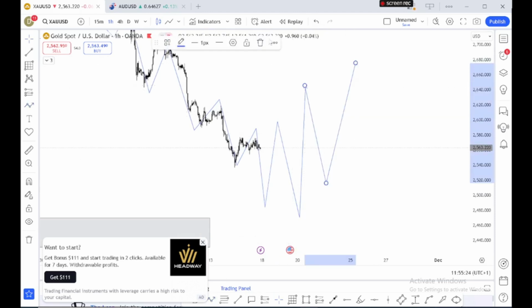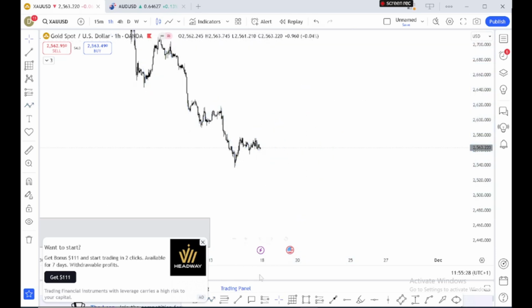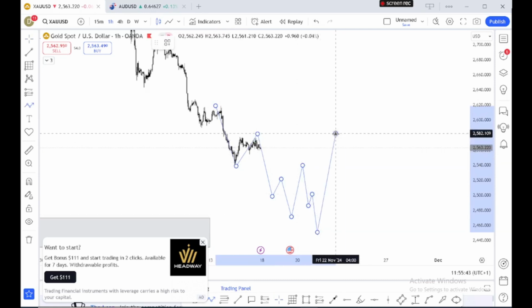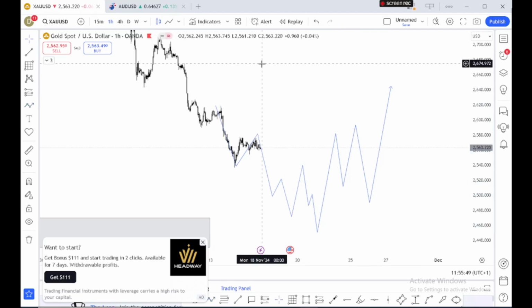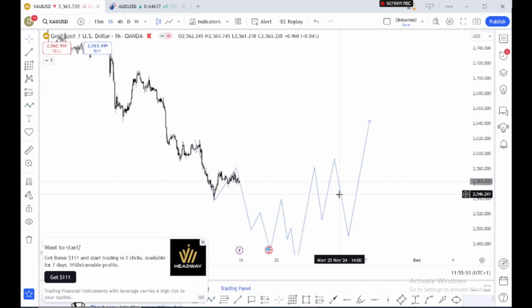Using the same techniques, the same approach, what I want to see here is this. I want to see something like this: inducement taken out, mitigation, inducement, come down, then I want this high to be violated. Once market takes out this high, then automatically I'm looking for buy. It's a sign that this daily pullback has finished and market is looking for upside.